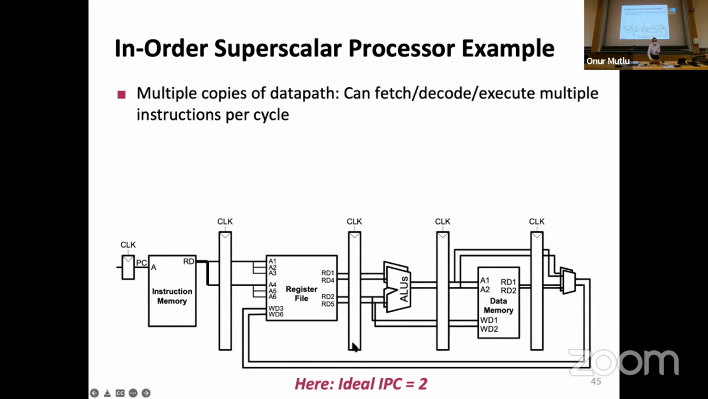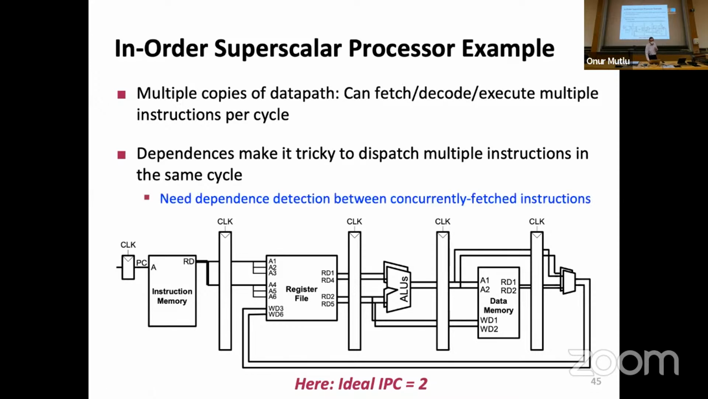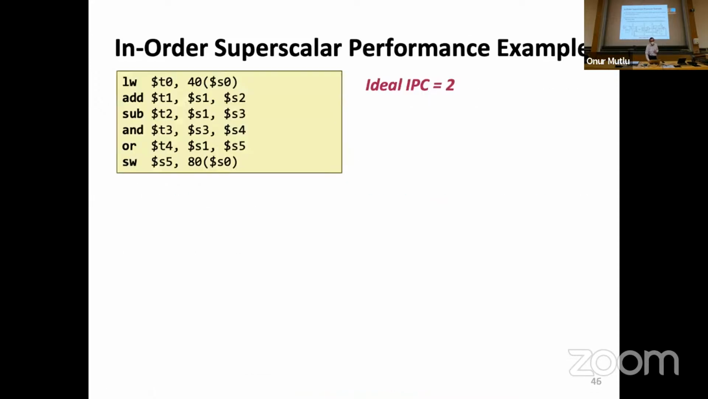So ideal IPC here is clearly 2, right? But dependencies make it tricky to dispatch multiple instructions in the same cycle. Because of the 2 instructions that you fetch, there may be a dependence between those. So you may actually need to delay the dependent instruction. So you need to detect that dependence. So you need dependence detection between concurrently fetched instructions.